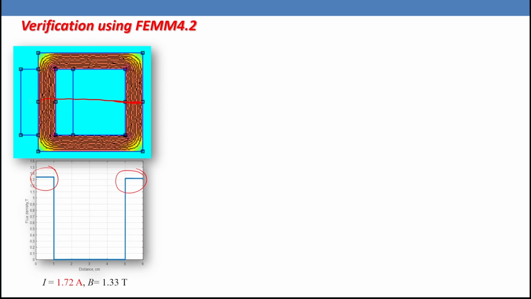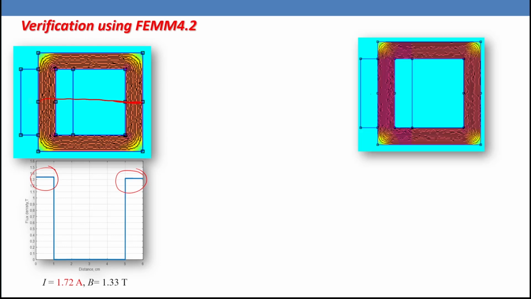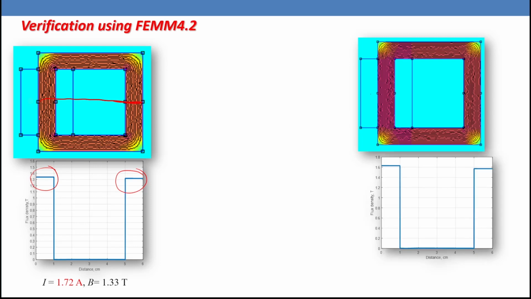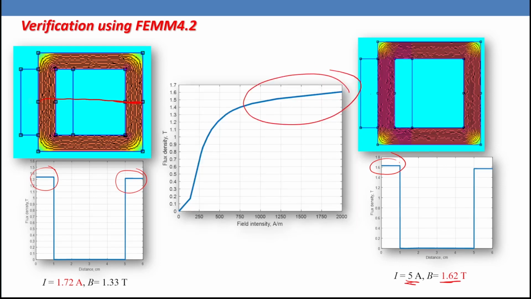What will happen if we increase the current? Definitely, as you can see here, the color becomes darker. So this means that we are in the saturation mode. So the flux reaches something like 1.62 Tesla for 5 ampere. What that means is we are in this region in the BH curve, and that one is not accepted in our design.